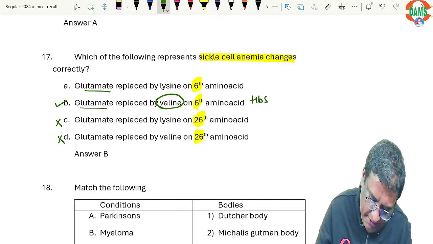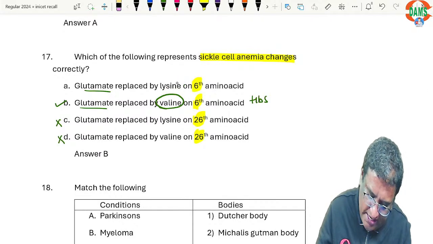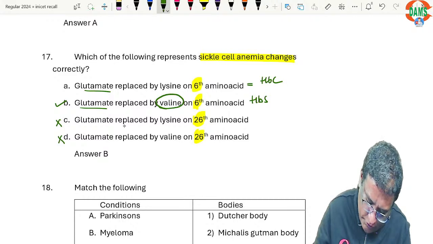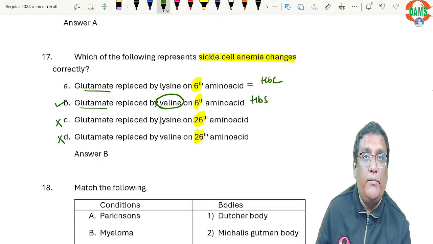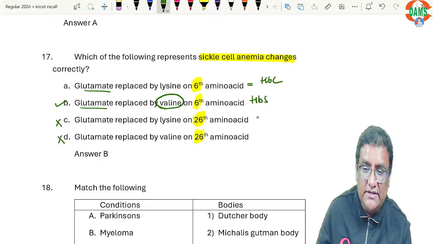Now tell me, glutamate getting replaced by lysine, option A. What is this? This is your HbC. And in the 26th position, same as HbC, that is glutamate getting replaced by lysine.